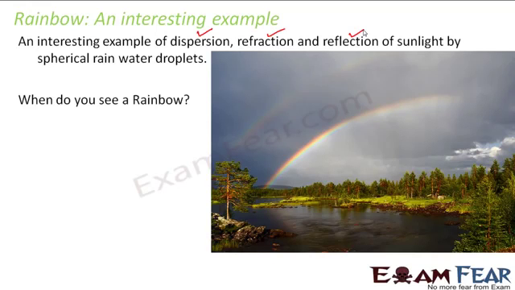Right? Okay, so in this picture also you can see a rainbow. If you see, this part of the sky is cloudy, whereas this part of the sky is a little sunny. So if you stand somewhere here, you will be able to see this rainbow.